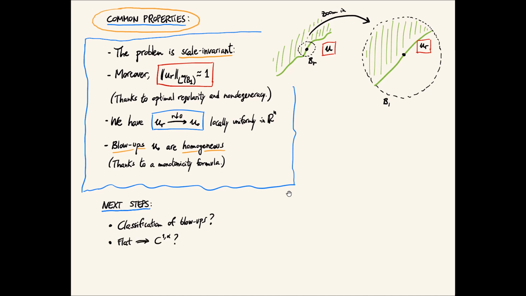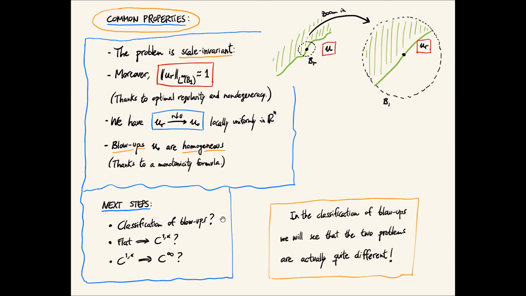Okay, so then the next step, if we think about minimal surfaces, as I said before, we need not only the classification of blowups, but then we need also, if we can prove that blowups are flat, so that this happens as in this picture, that in the limit we get something flat, then we will need a theorem that says that flat implies C1 alpha. Okay, and then we will need a separate theorem that says that once you are C1 alpha, then you are really C infinity. Okay, so all these are separate theorems that will be different in the obstacle problem and in the Bernoulli problem. And then especially in the classification of blowups, as I was saying, the two problems are really different.